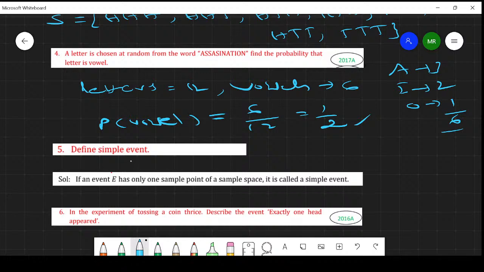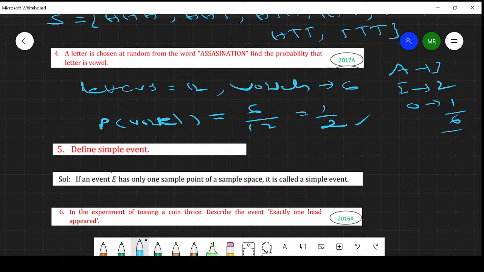Next, define simple event. Don't consider finding permutations and combinations here. I'm not talking about permutation, only probability. Define simple event: if an event E has only one sample point of a sample space, it is called a simple event. I hope you understood that. Simple event means E is having only one sample point.